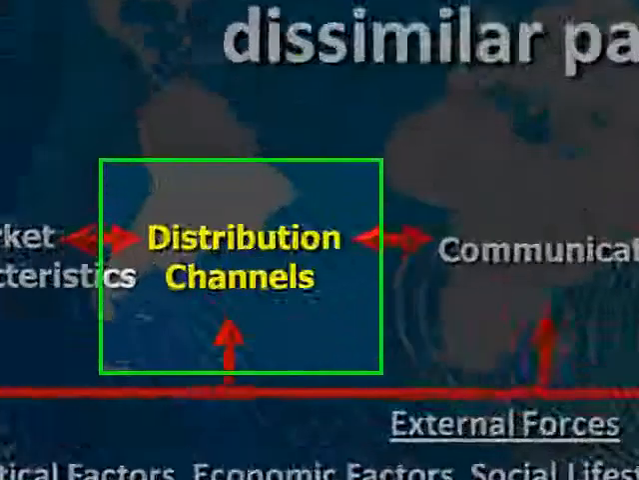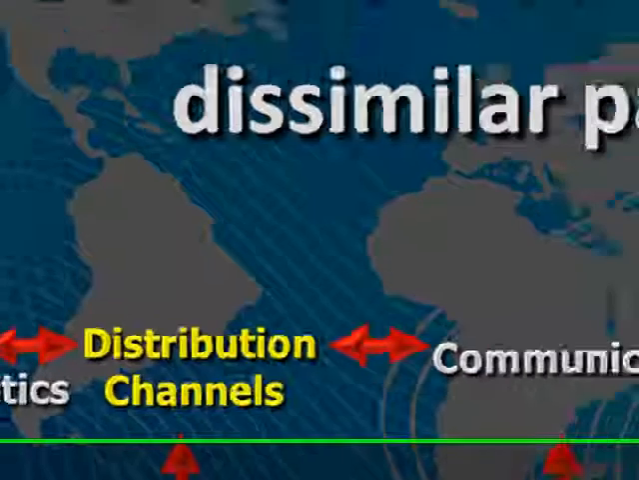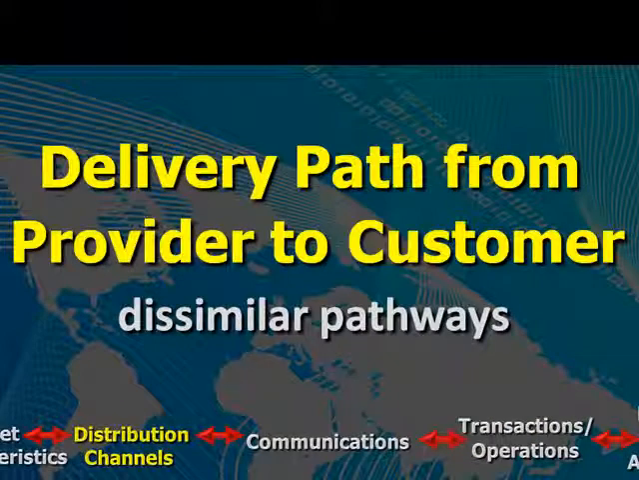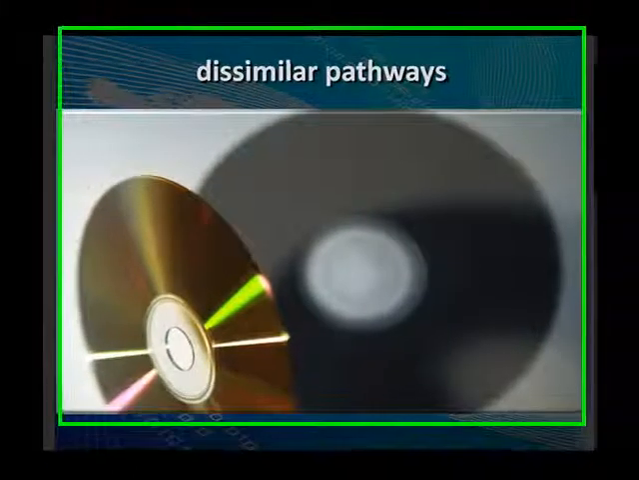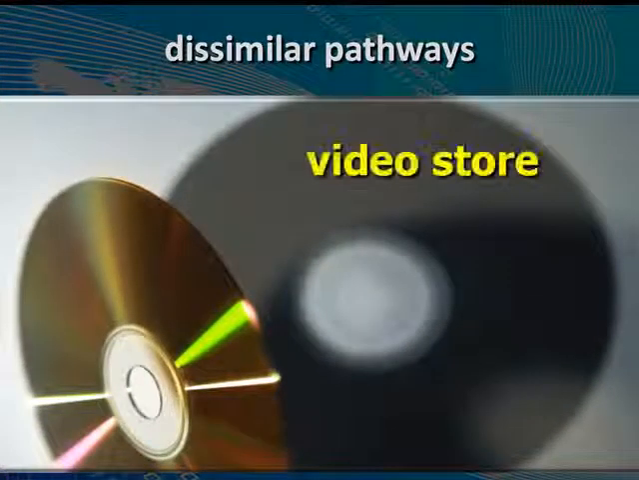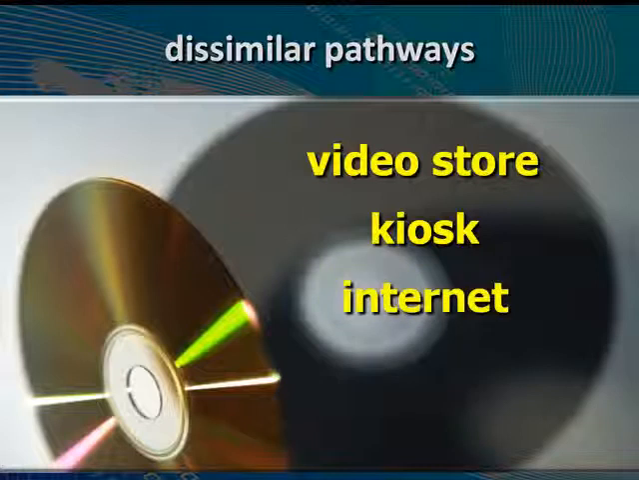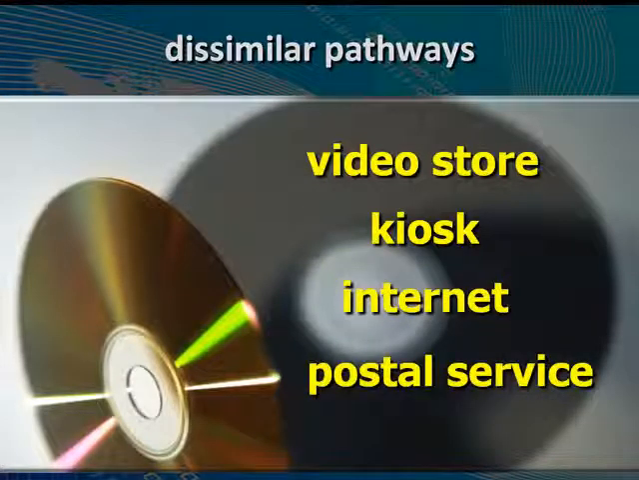Next is the distribution channels component. This is the delivery path from the provider to the customer. Each dissimilar pathway represents a different distribution channel. If we look at the video rental industry, for example, we can see multiple distribution channels. Some people rent DVDs from a video store, some get them from a kiosk in the supermarket, others download movies from the internet, or they receive them through the postal service. Each distribution channel comes with its own set of considerations and its own value fulfillment potential.